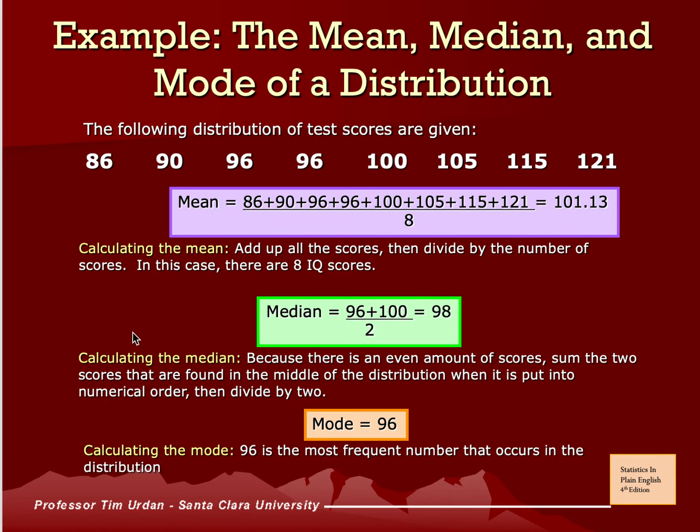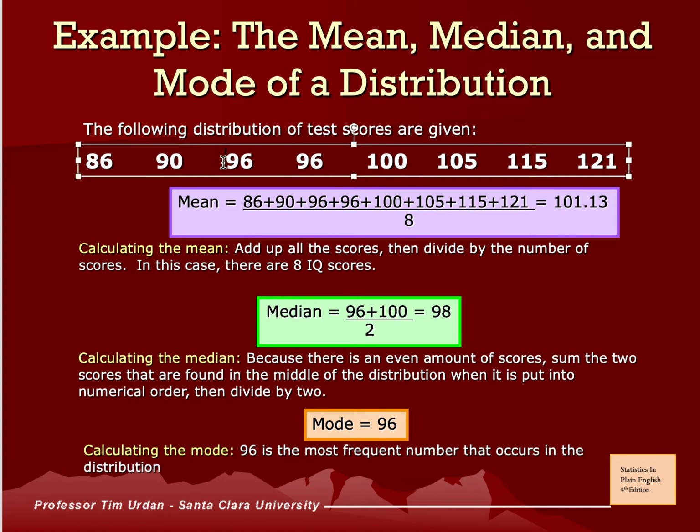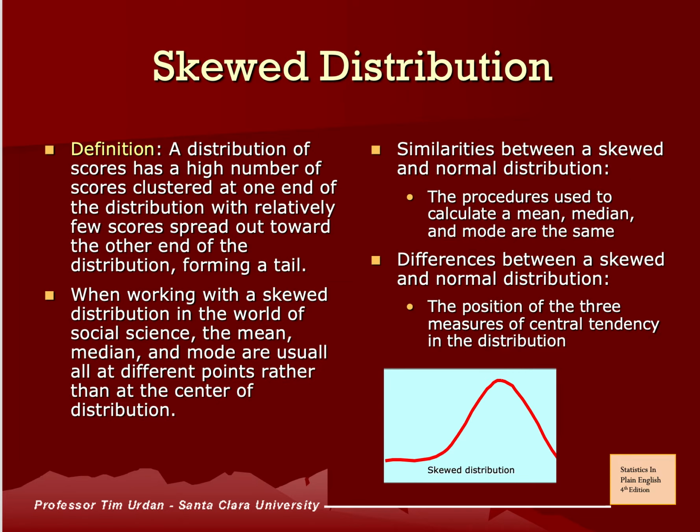If I am looking at calculating the mode, I'm just going through the data set, and I see that 96 occurs twice, so that's going to be my mode. Mode is probably the simplest one.